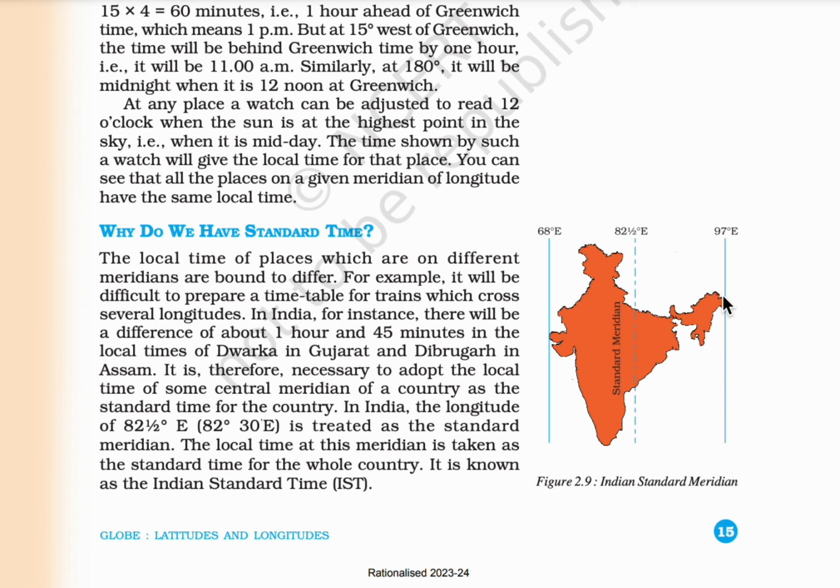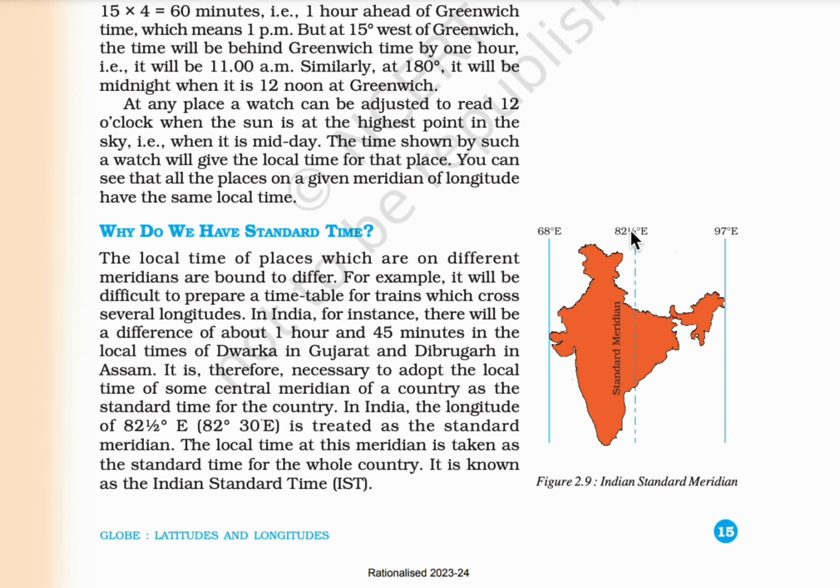Here the time difference is mentioned. So almost 1 hour 45 minutes difference is shown within the country itself. For the Indian railway system or for international airports, the time varies. So a standard meridian, the standard time for India should be framed. For that, they have drawn 82.5 degree east longitude, which passes exactly through the center of India.